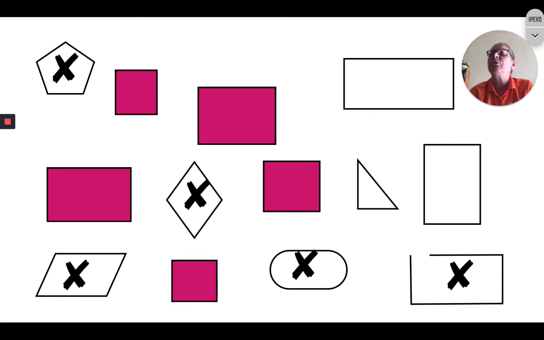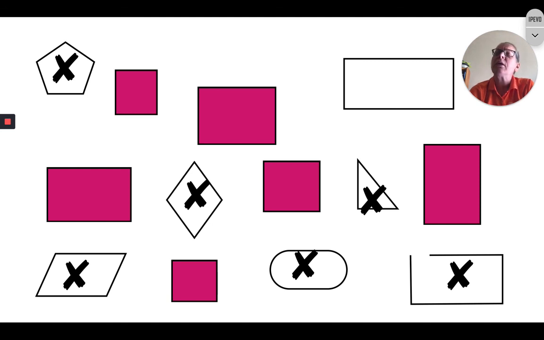1, 2, 3, 4. It has 4 sides. Does it have 4 corners? It does. Are they the special corners? They are. Yep, that is a rectangle. Next to that rectangle, what do we have? You're right. It only has 3 sides. Do you remember what we called that? A triangle. You're right. Doesn't work.